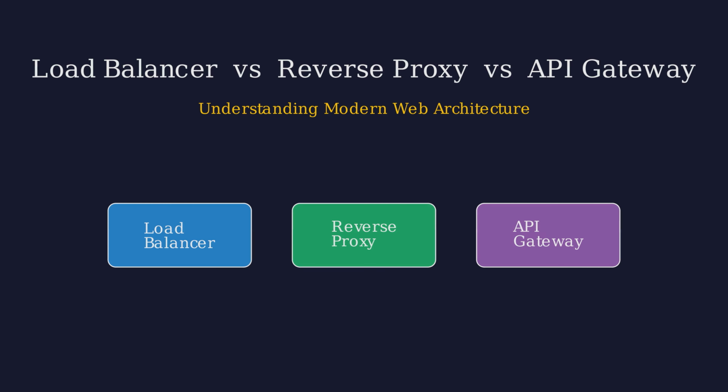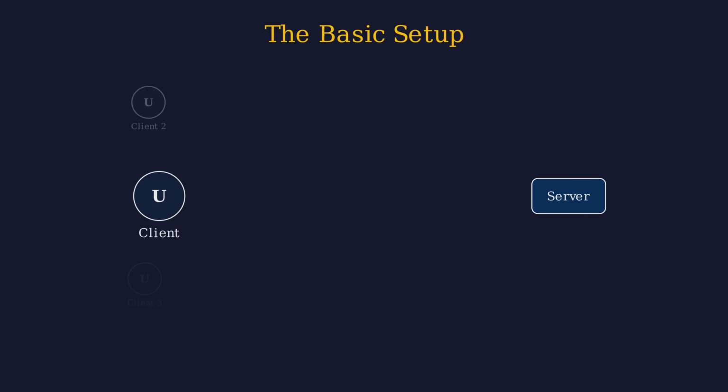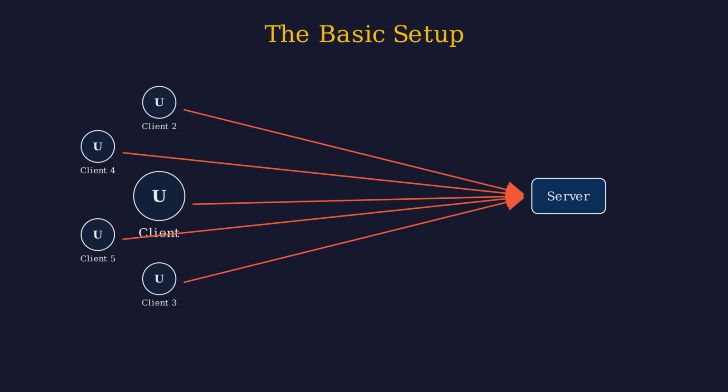Let's dive in. First, let's establish our baseline. In the simplest web architecture, you have a client making requests directly to a server. The client sends a request, the server processes it, and sends back a response. Simple enough. But what happens when your application grows? More users mean more requests. A single server can only handle so much traffic before it becomes overwhelmed. This is where our three heroes come into play, but they each solve slightly different problems. So let's examine each one, starting with the load balancer.